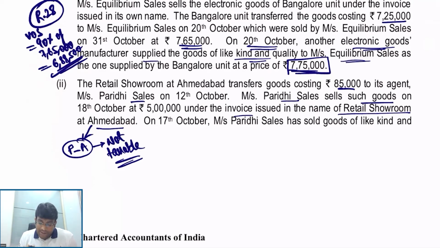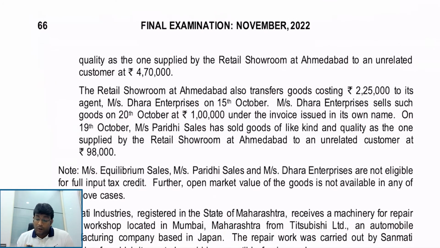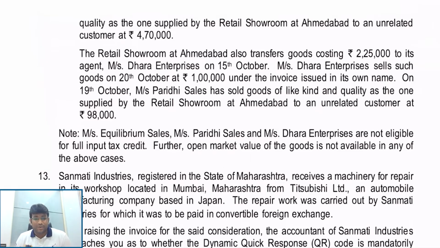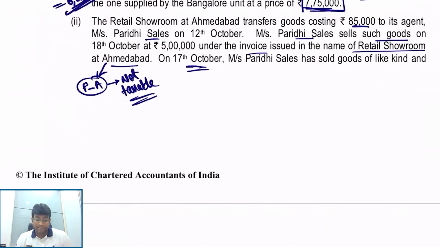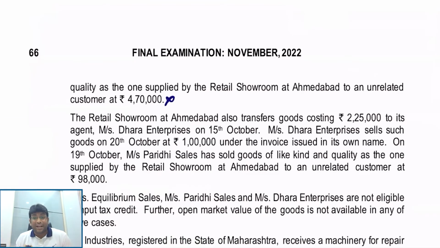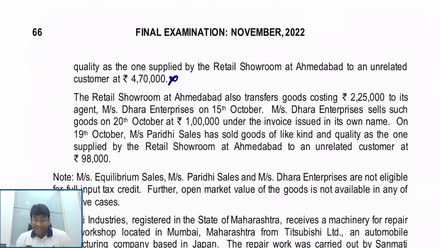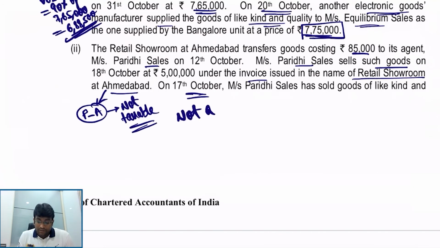Next. On 17th October, Paridhi Sales has sold goods of like kind and quality as the one supplied by the showroom at Ahmedabad to a customer at 4,70,000. This point is completely unrelated, because the first point is out. He is not an agent at all. So when he is not an agent, what will happen, my dear friends? This is not a supply. This is not a supply at all. Taxability is a far distance. First of all, it is not a supply only.